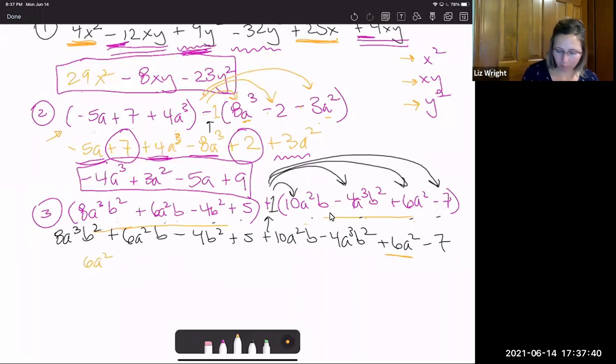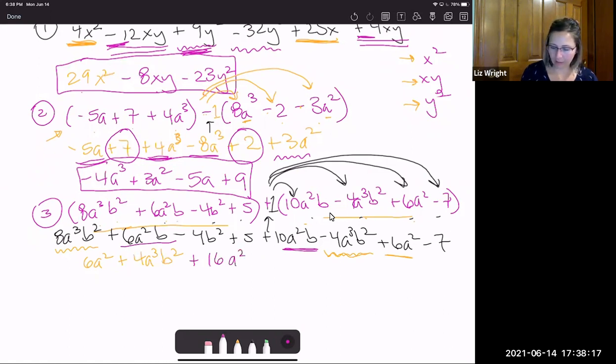Then our next one, where I'm going to be looking at the fact that we've got an a cubed b squared and see if I see another a cubed b squared. And it looks like we've got one right here. So we've got an 8 of them minus 4 of them is going to give me plus 4a cubed b squared. And then let's look for our next one. It looks like we've got this 6a squared b, and we've got an a squared b term here. So if I've got 6 plus 10 of them, I've got plus 16 a squared b.